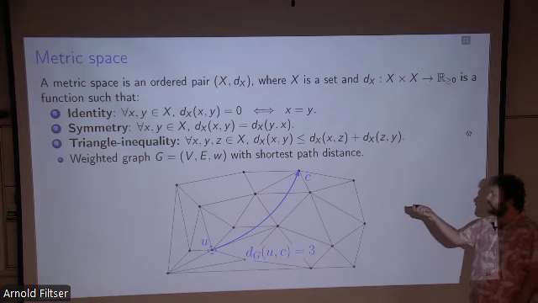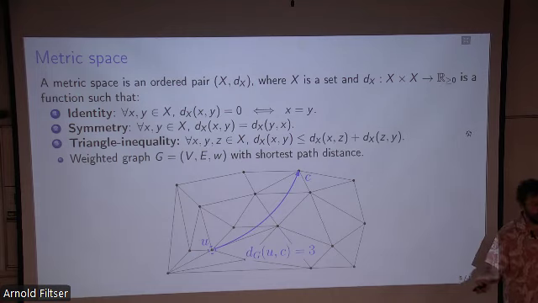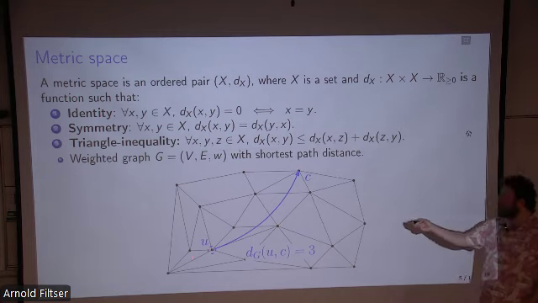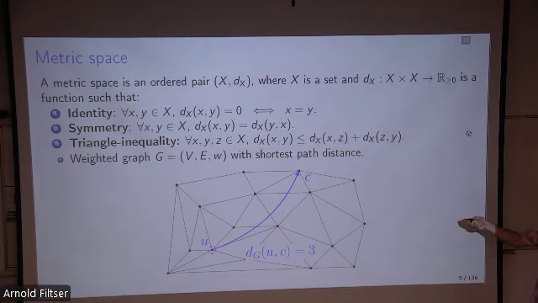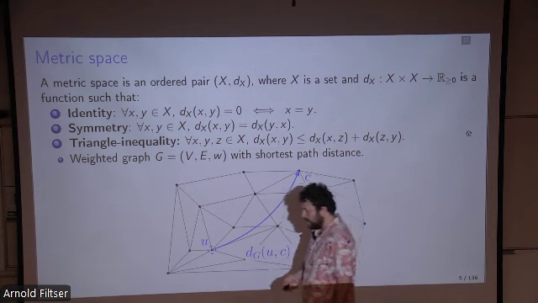Let's see that it fulfills all the requirements. For identity, the distance from any point to itself is 0, using the empty path. It's symmetric because this graph is undirected, so we can just reverse every path. And finally, the triangle inequality. If I'm going from u to y and then to c, it could only be longer than going from u directly to c, right? Because this is the minimum over all the paths, and this is one possible path. So this is one example.